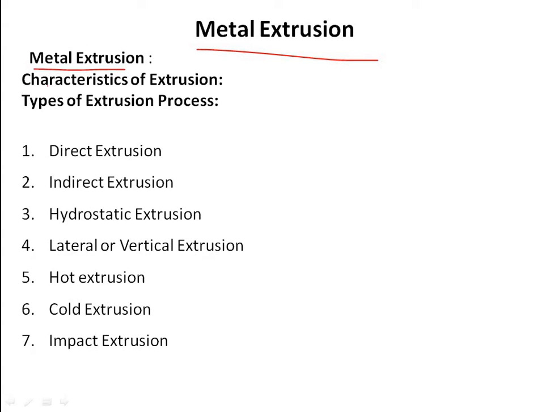Next we will be discussing the characteristics of extrusion. First one, it is able to create complex cross sections which will be uniform over the entire length of the extrudates. Second one, factors that affect the quality of extrusion are die design, extrusion ratio, billet temperature, lubrication and extrusion speed.